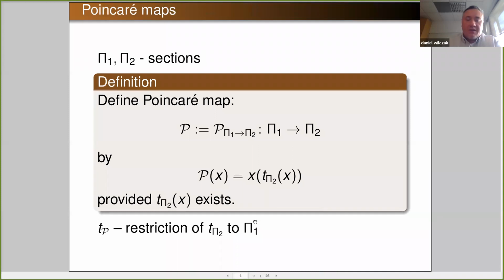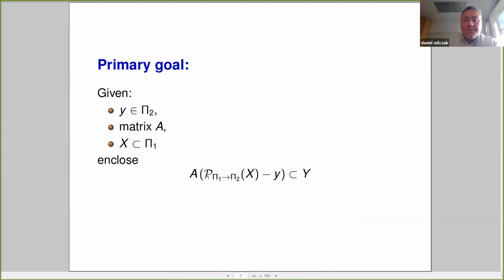And the last very classical definition: if we have two Poincaré sections, we define the Poincaré map between the two sections, P1 and P2, by the following formula. Here we evaluate the flow at the time, which is the return time of x from section P1 to P2. And we denote this map by the letter P.